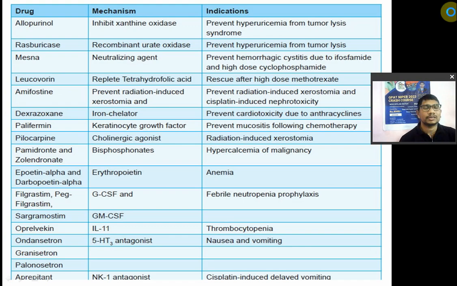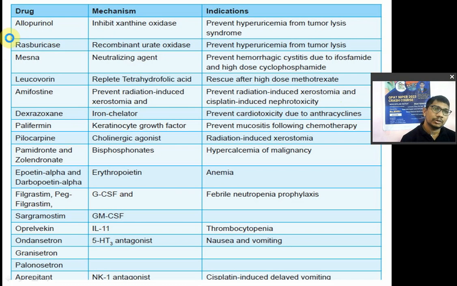Adjuvant drugs for the anti-cancer drug. So whatever anti-cancer drug you are using, they can have certain adverse effect. So drugs used along with the anti-cancer drug to prevent their adverse effect. तो anti-cancer drugs के adverse effect prevent करने के लिए drug उनके साथ में combine किया जाता है. ऐसे कौन से drug है?